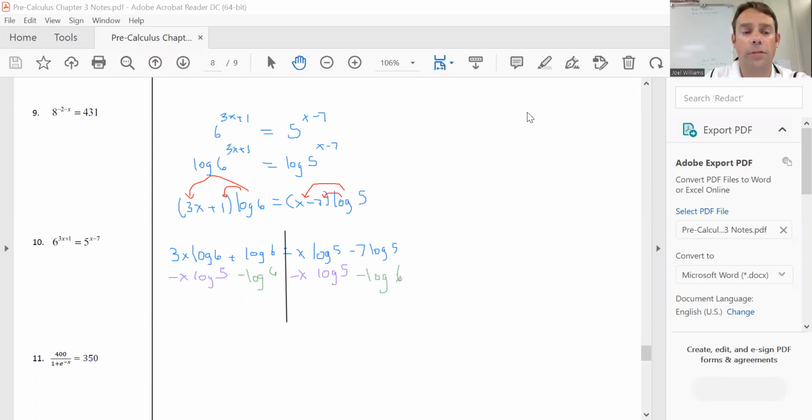I end up with 3x log 6 minus x log 5 equals -7 log 5 minus log 6.